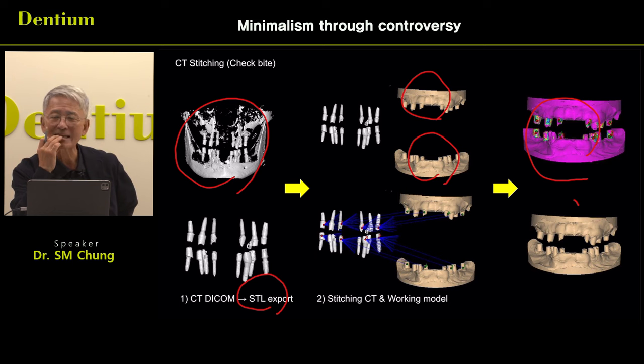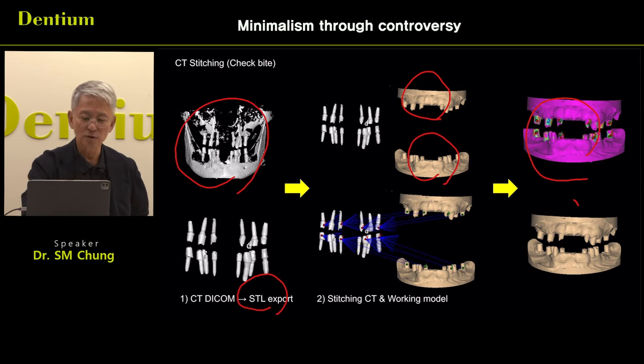And with that, taking a combined CT, we can extract the STL file from the combined CT, and with the upper and the lower impression, finally stitching together through the stitching. Finally, we can make virtual models with a CT-based check bite.